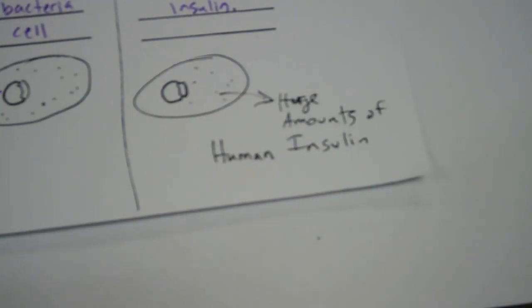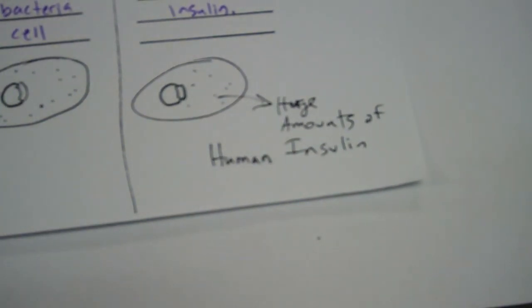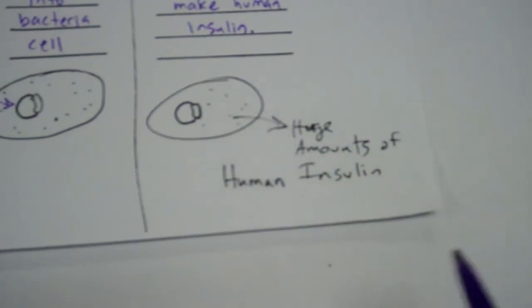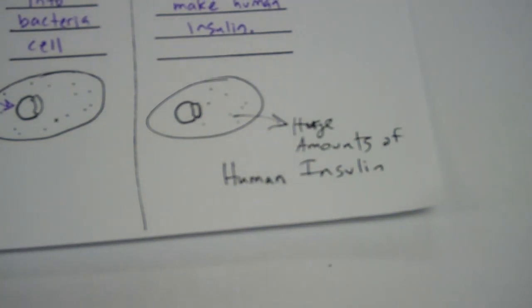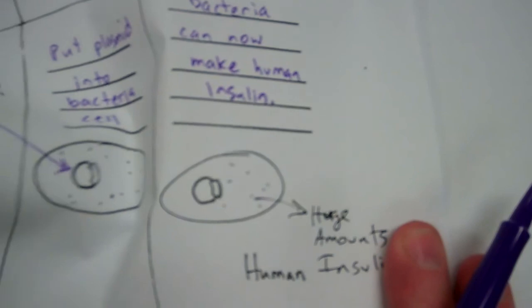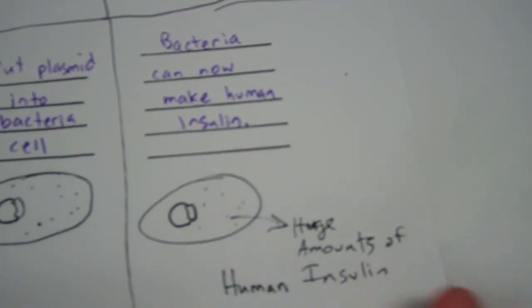Huge amounts of insulin will be made. Insulin is a protein, so the protein will be made at the ribosomes, and this bacteria will just be pumping out human insulin, which will be filtered and bottled and sold as medicine.